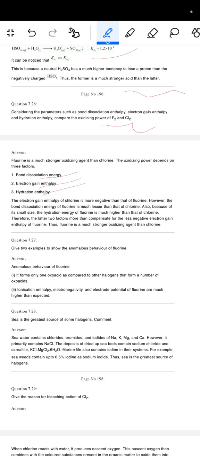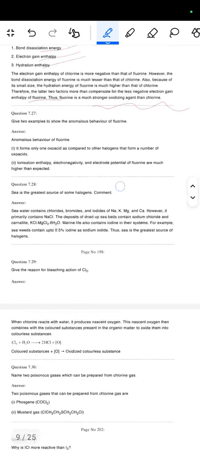So the electron gain enthalpy of chlorine is much more negative than that of fluorine. However, the bond dissociation energy of fluorine is much lesser than that of chlorine. Also, because of the small size, the hydration energy of fluorine is much higher than that of chlorine. Therefore, the latter two factors more than compensate for the less negative electron gain enthalpy of fluorine. Fluorine is a much stronger oxidizing agent than chlorine.